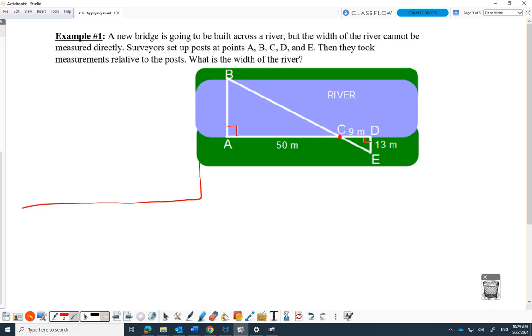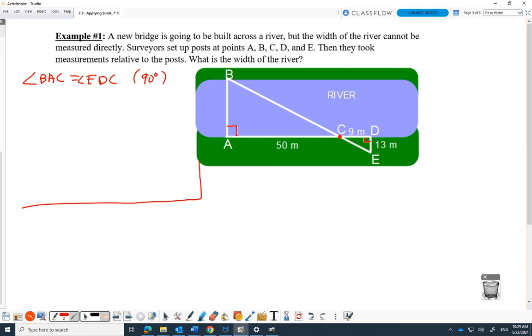I say angle BAC equals angle EDC. They're both 90 degrees. What other angle can I do? Yeah, the opposite ones. You got that one yesterday, right? Opposites. Look for those opposites because they're the easiest ones to find.